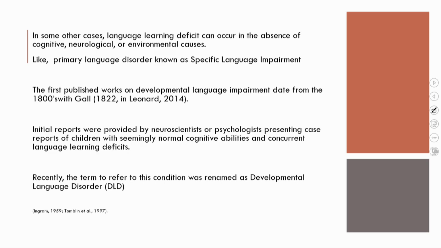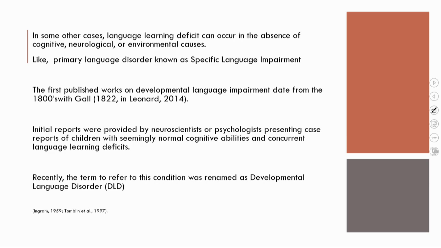Anyway, so the first published work on developmental language impairment dates from the 1800s with Gall. Initial reports were provided by neuroscientists and psychologists presenting case reports. Initially there used to be case reports from the psychologists and other medical practitioners.